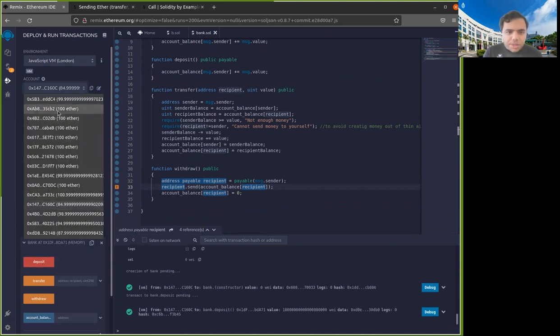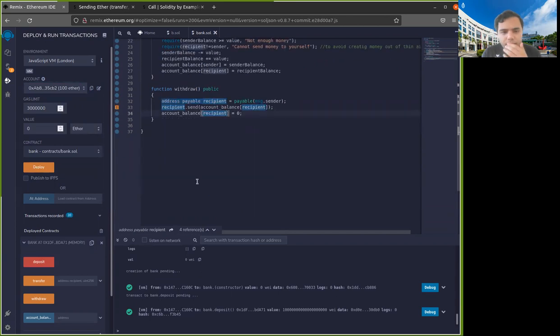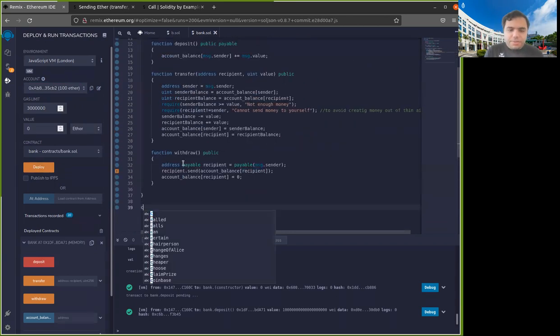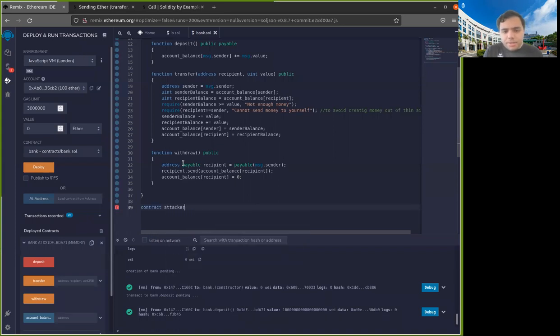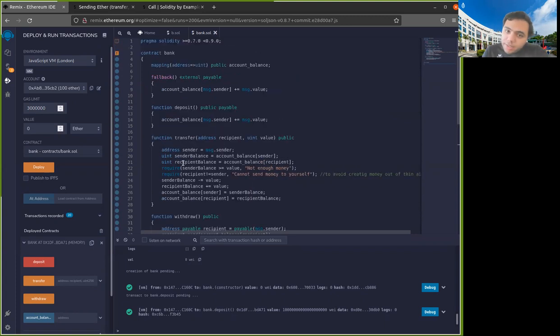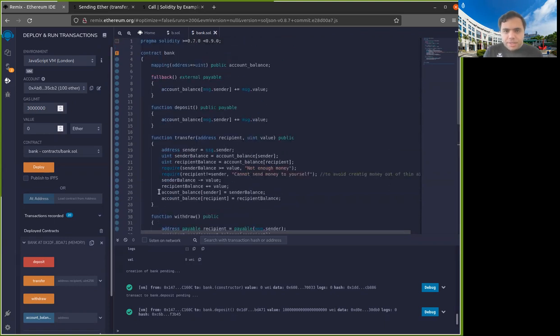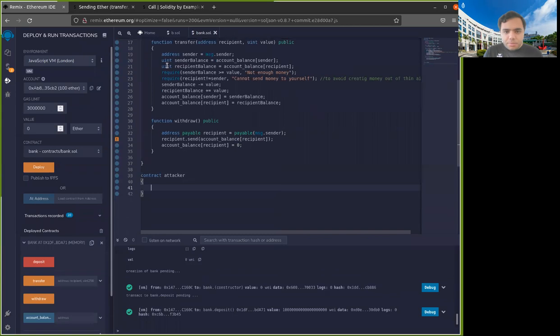Now I'm changing my account again. Now I want to write another contract. And I'm going to call this contract attacker, because later on we will see that I want to use it to attack the bank contract. What I'm going to do here is basically create an account for this attacker contract.